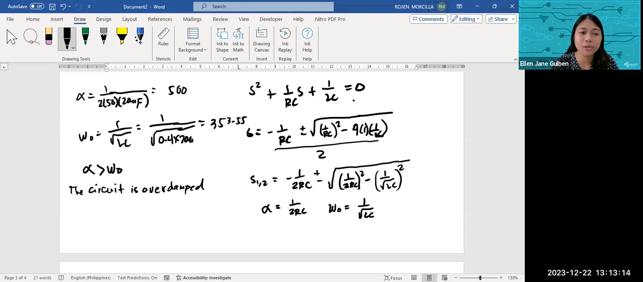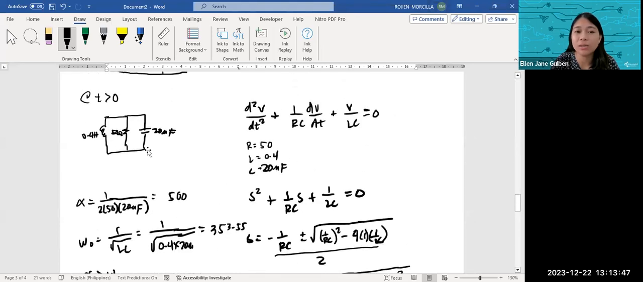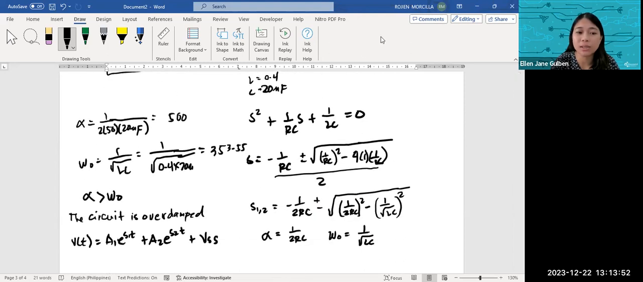Meaning our solution will be V of t is equal to A1 e to the S1 t plus A2 e to the S2 t plus VSS. So VSS right here, we will not be using it because there's no steady state. The steady state of this one is 0 since we are source free. After a very long time, everything comes to 0.